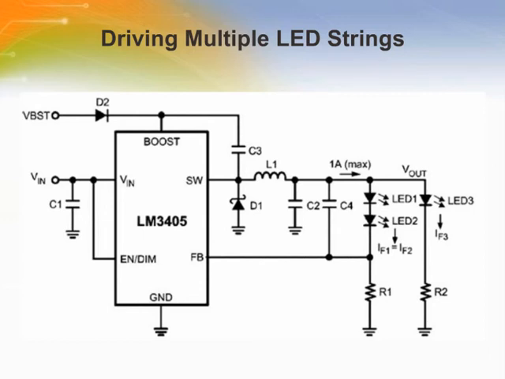The LM3405 LED driver can be used to drive multiple LED strings in parallel as shown in the figure. The current in the primary branch with LED 1 and LED 2 will be tightly regulated by the feedback loop. The current in the secondary branch with LED 3 will be regulated based on Vout, forward voltage of LED 2 and LED 3, and R2. The value of R2 can be adjusted to get the desired brightness for LED 3.